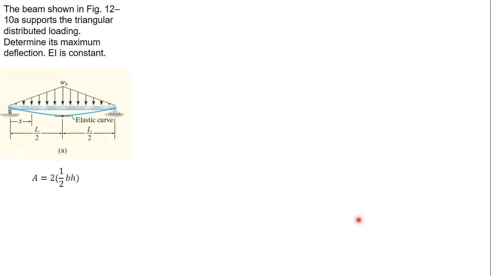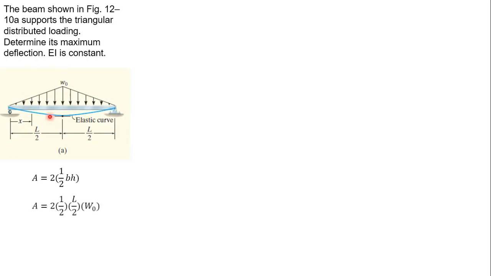So alam naman natin, kapag inanalyze natin ito, uniformly varying loads. So alam natin ang gagamitin natin dito para ma-convert siya into concentrated load, is kunin natin yung area ng triangle. So makikita ninyo dito yung formula is equals to A is equals to 2 times 1/2 base times height. So bakit minultiply sa 2? Kasi pwede natin itong hatiin, di ba, sa dalawang triangle.